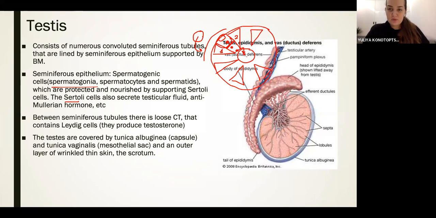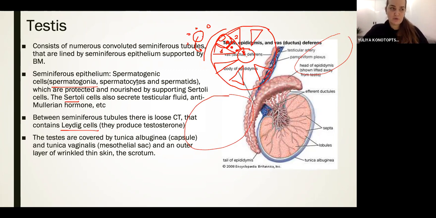Between seminiferous tubules, because we will see that there are so many of them, they're everywhere within your testis, there is interstitium. So connective tissue, loose connective tissue, interstitium between seminiferous tubules. Within this interstitium, you can see some blood vessels, and surrounding these blood vessels, we have interstitial cells. Another name for them is Leydig cells. So Leydig cells will be in the interstitium surrounding the blood vessels. Leydig cells will be making testosterone.